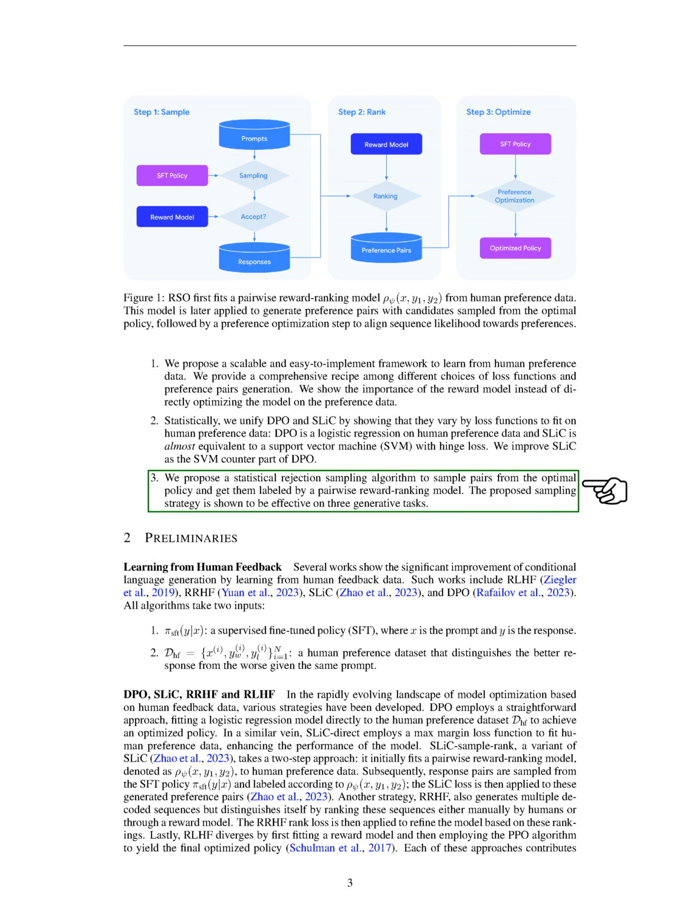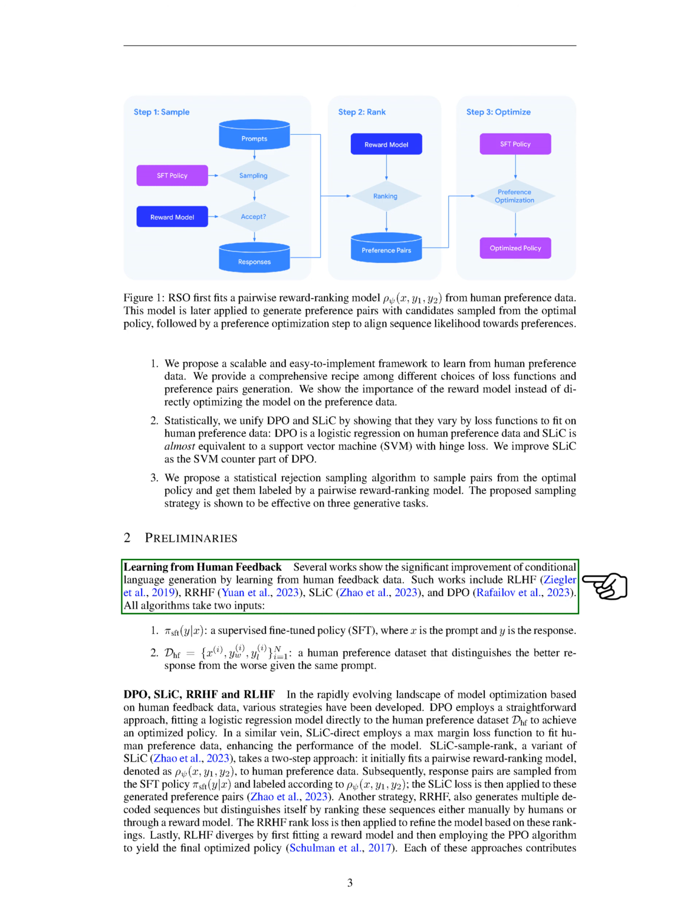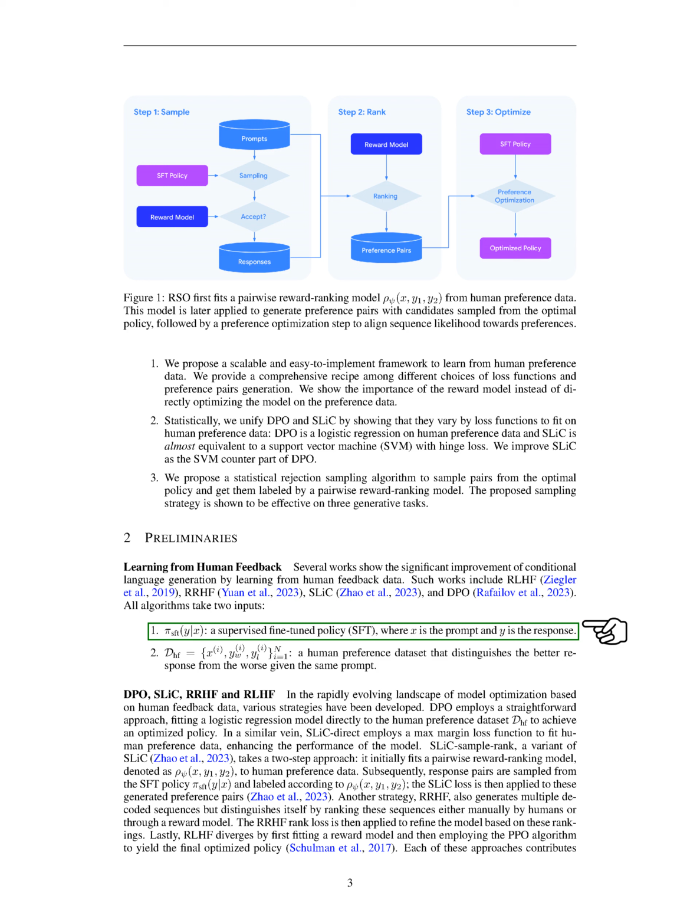Section 2, Preliminaries. We'll start by discussing the concept of learning from human feedback. This approach has been shown to significantly enhance the performance of conditional language generation. Several algorithms, such as RLHF, RRHF, SLIC, and DPO, have been developed based on this concept. These algorithms require 2 types of input.